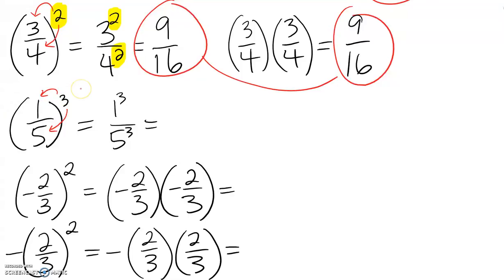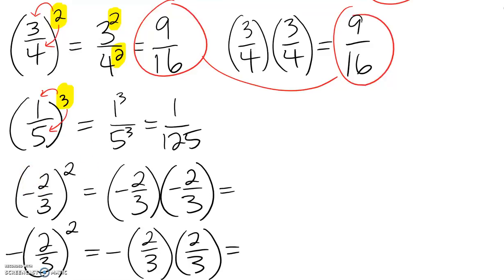Take another look at a problem. 1/5 to the third power. Okay? And in this case, remember, the 3 as the exponent goes to both the 1 and the 5. People sometimes will just use the 3 with the 1. No, no, no. Okay? And in this case, it would be 1 over 125. All right. And the last couple examples.